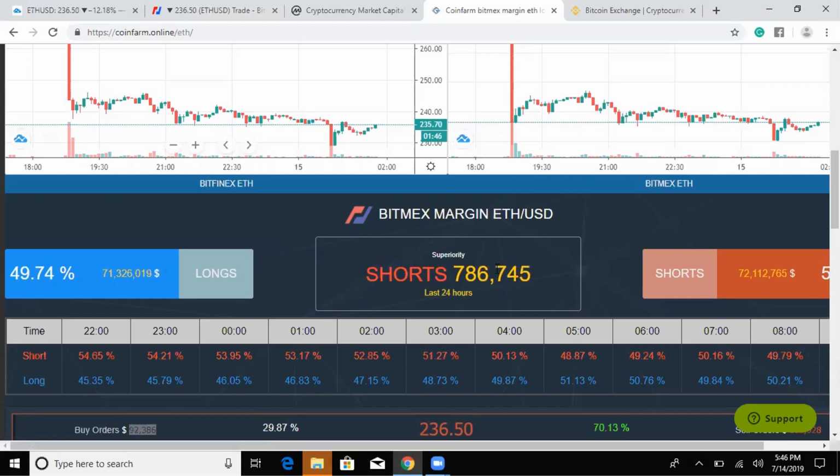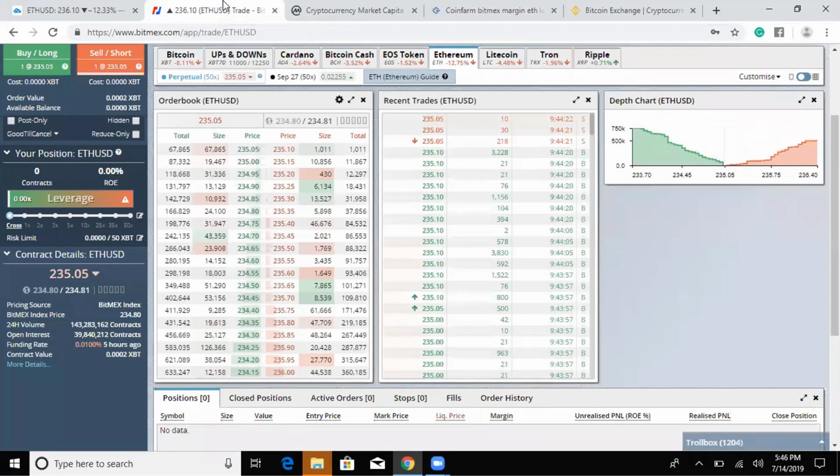If you want to enter a position, or you're in a long position already, and you want to know, should I be getting out? Look at BitMEX, look at the recent trades.